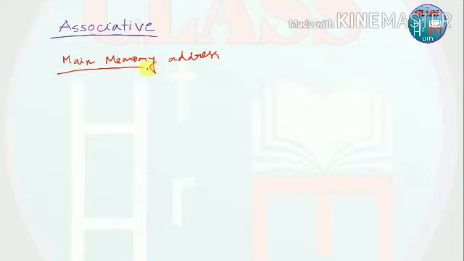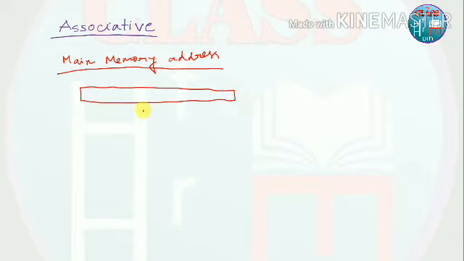Main memory address. At first you have to calculate the main memory address size, the total main memory address size. The main memory address size here also will be 16 bits. Here the total size will be 16 bits. It will be the same as the direct mapping, 16 bits.